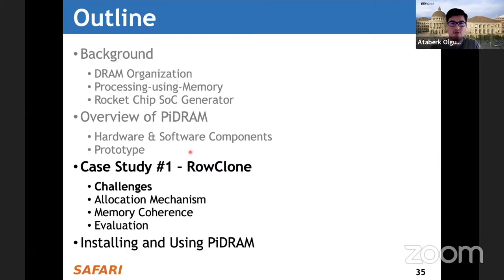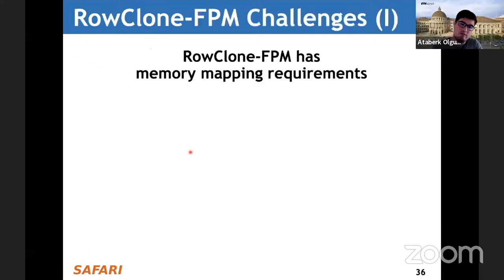So I'll continue with our case study where we implemented RowClone, integrated it end-to-end in our prototype, and then performed some evaluation studies. I'll first start by presenting the challenges of implementing RowClone in a real system. And primarily, these are memory mapping requirements.